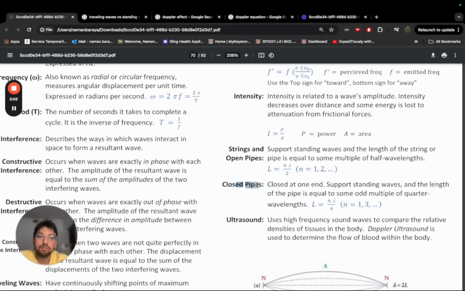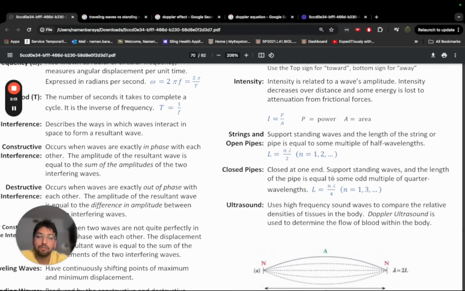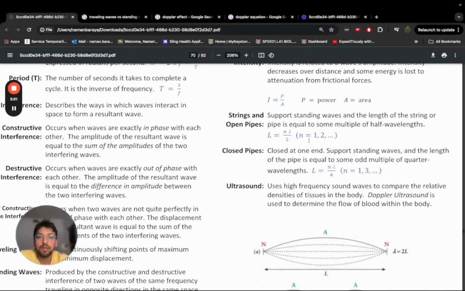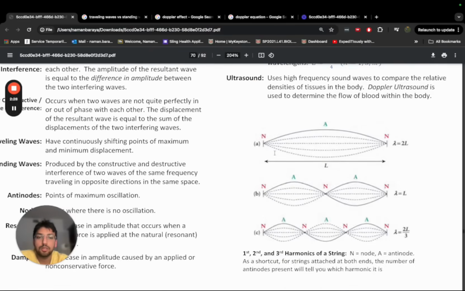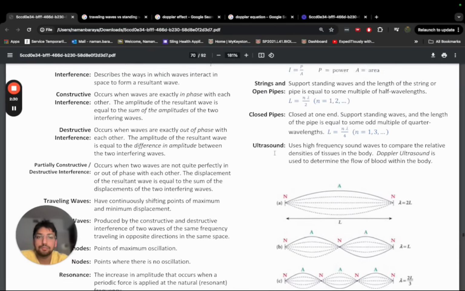Then we have closed pipes. Closed pipes are represented by this equation, L equals N times wavelength divided by 4. And you'll always have odd multiples of quarter wavelengths. So it'll be 1/4 of the wavelength, 3/4 of the wavelength, whereas these open pipes will be 1/2 of the wavelength, 1 wavelength, 3/2 of the wavelength, things like that. And so this is basically describing the length of the pipe that'll allow for either an open pipe or a closed pipe.